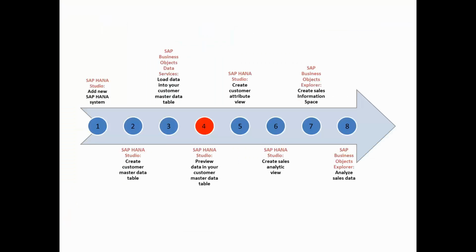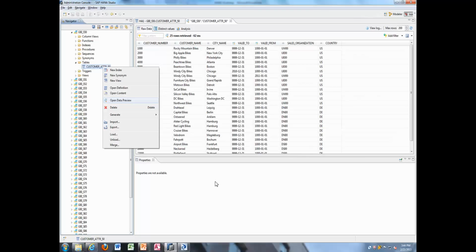So now I'm ready to go over to HANA Studio and see, hey, what does the data look like? If I go to the table right now and just open the data preview, right click on the table, I would see all the data that has been loaded in. In this case, it took 62 milliseconds to load my 25 records into HANA Studio. So now I have a table.